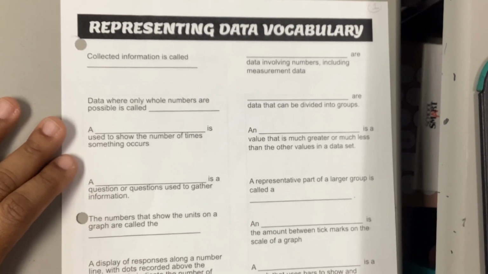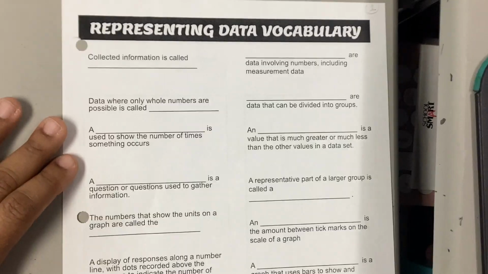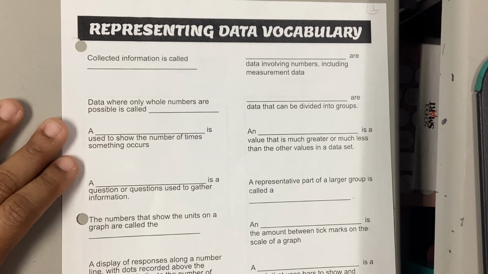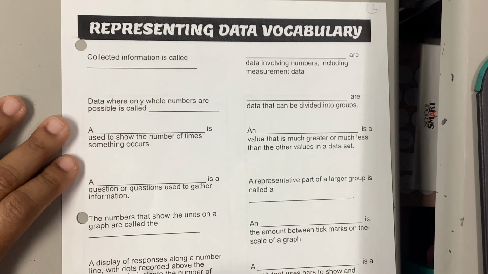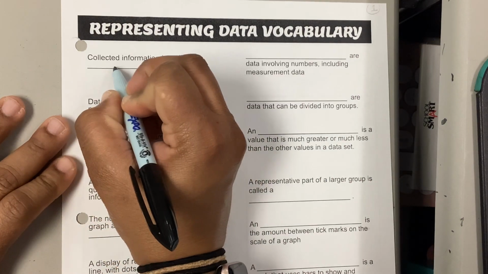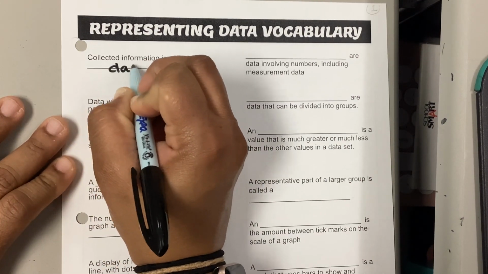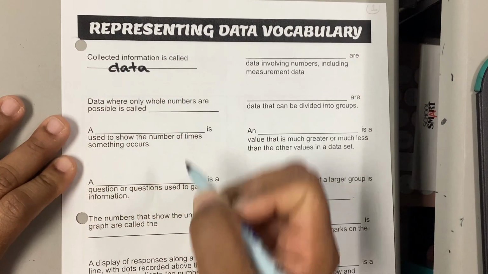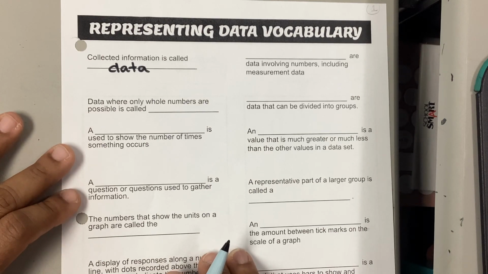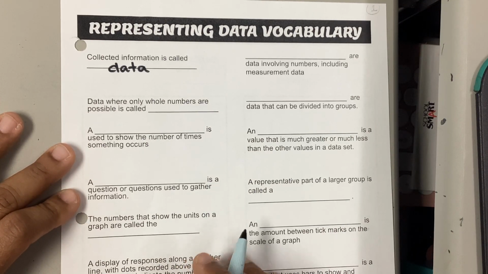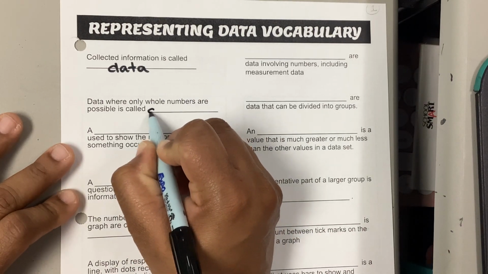Representing data vocabulary. First definition. Collected information is called data. Data where only whole numbers are possible is called discrete data.